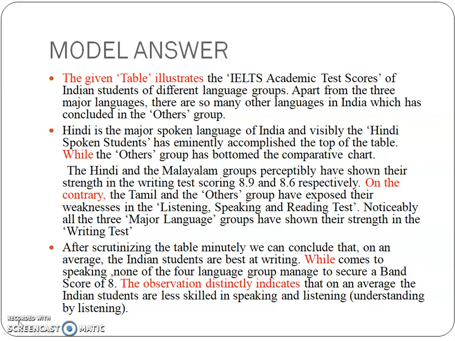After scrutinizing the table minutely, we can conclude that on average, the Indian students are best at writing. When it comes to speaking, none of the four language groups managed to secure a band score of 8. The observation distinctly indicates that on average, the Indian students are less skilled in speaking and listening.